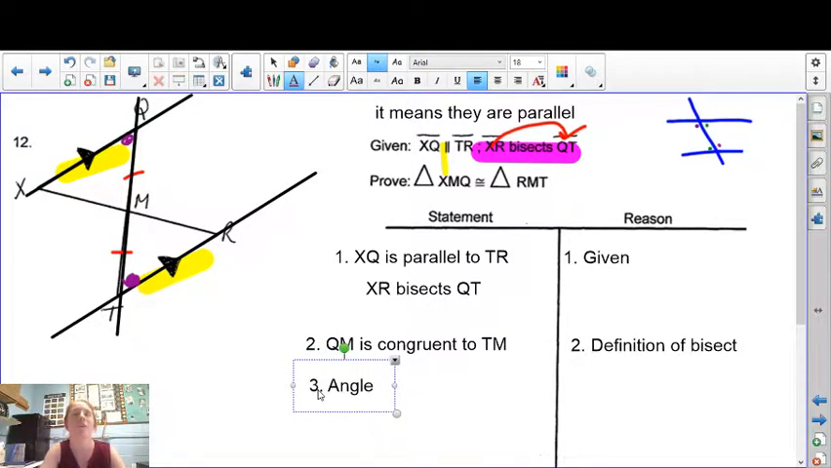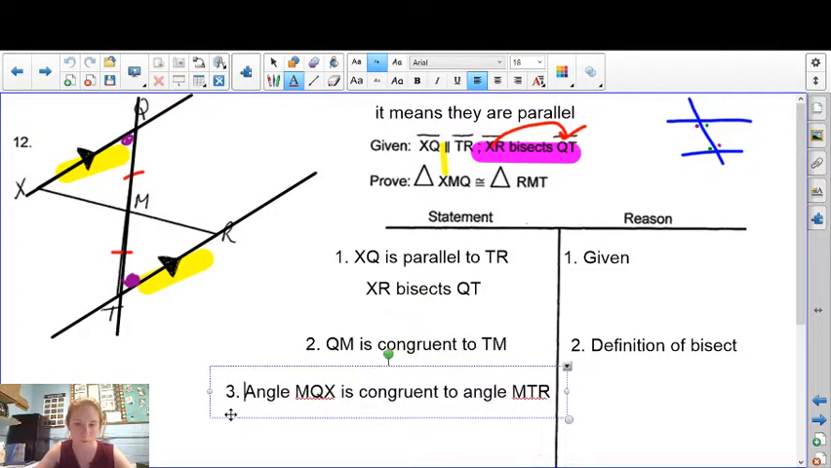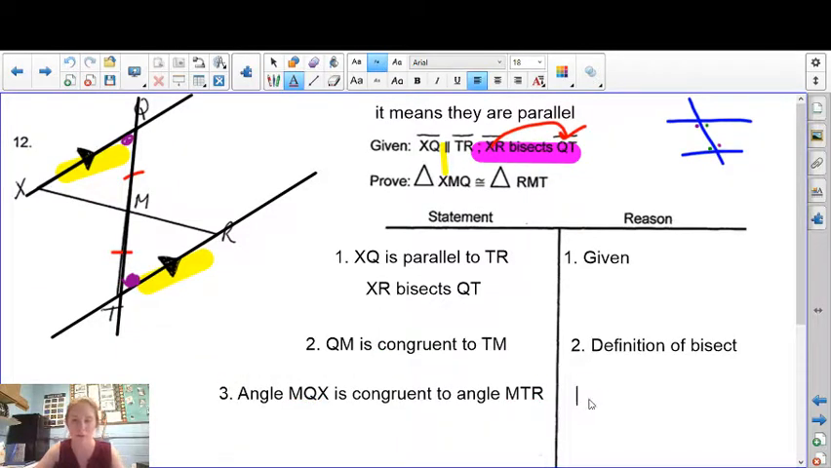I can't just say angle Q because angle Q is split a bunch of times. So let's go angle MQX is congruent to angle, well, M to Q, so marked to purple, so M to T to R. And that reasoning is alternate interior angles.